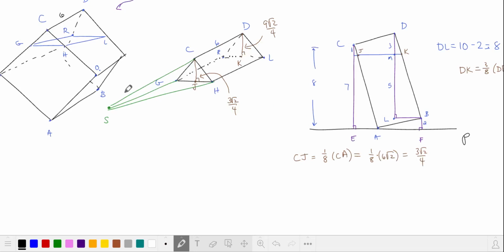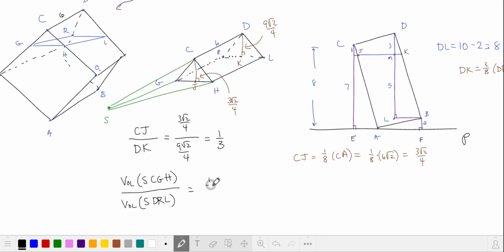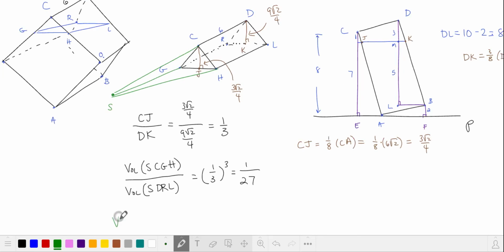These two pyramids, SCGH and SDRL, are essentially similar to each other. Corresponding linear measurements, CJ and DK, which are the heights of the triangles that serve as the bases, they are in a ratio of 1 to 3, which means the corresponding volumes is going to be the cube of this linear dimension, or 1 over 27, which means the volume of our frustrum between these two triangles is going to represent 26 over 27 of the volume of our big pyramid, SDRL.